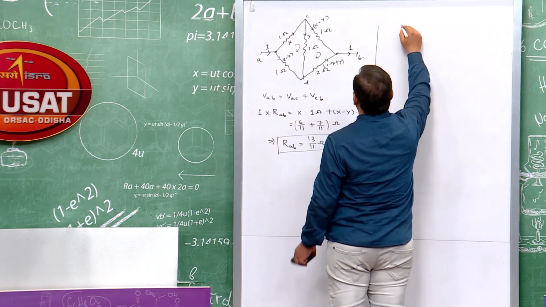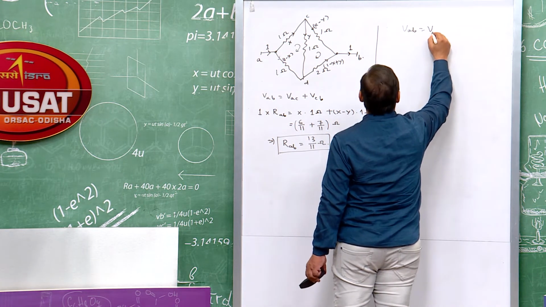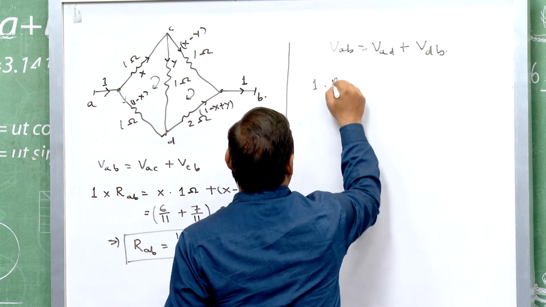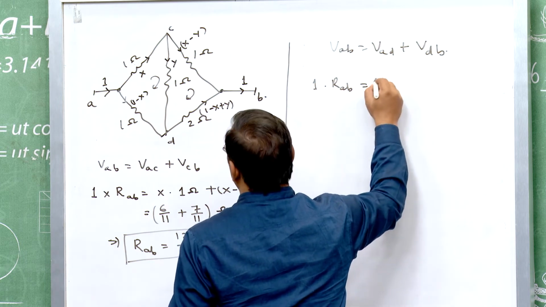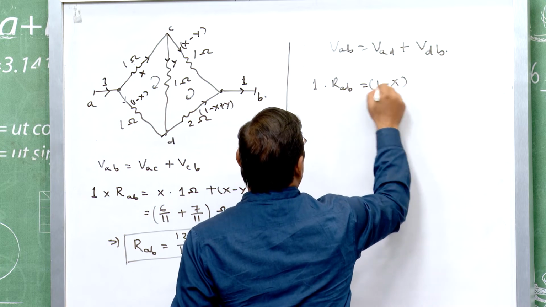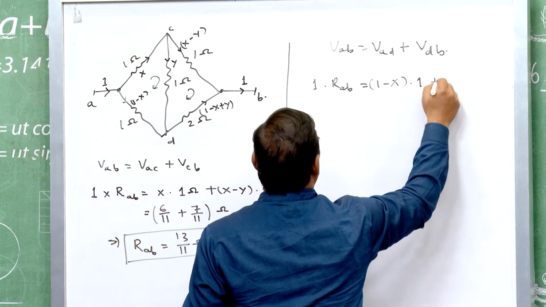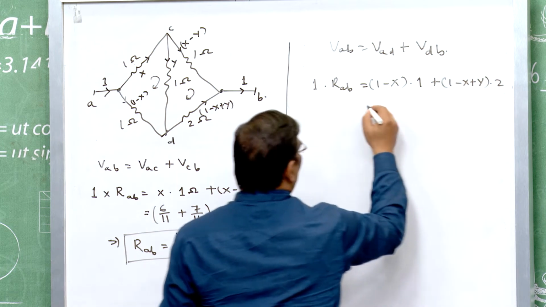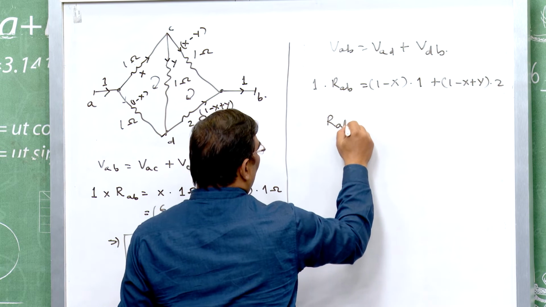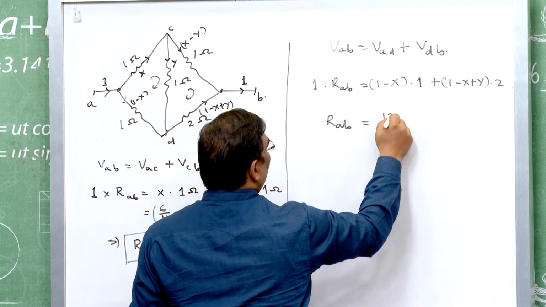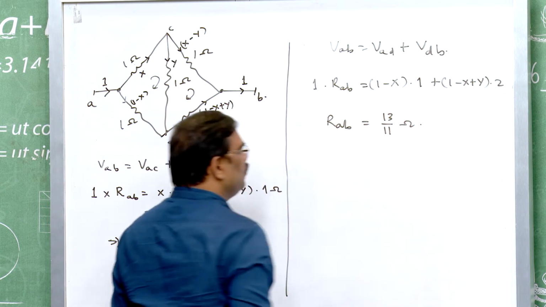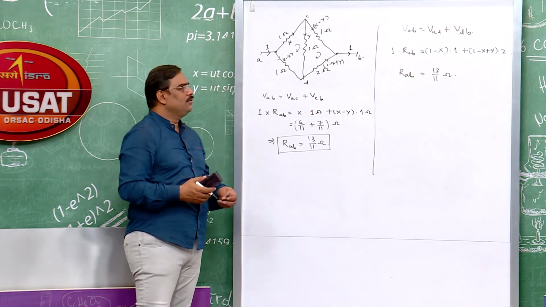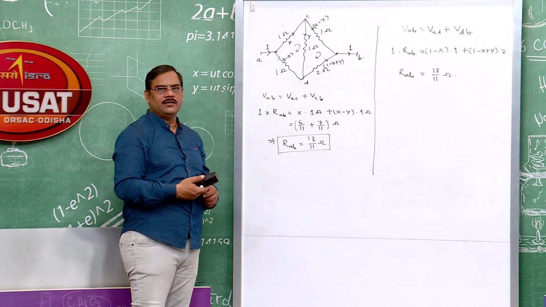the other side. V AB equal to V AD plus V DB. So, this is 1 into R AB equal to 1 minus x into 1 plus 1 minus x plus y into 2. If you calculate, R AB will again come as 13 by 11 ohm. So, in this way, if the bridge is not balanced, we can find out the effective resistance in a circuit.